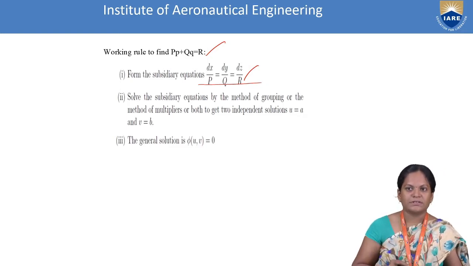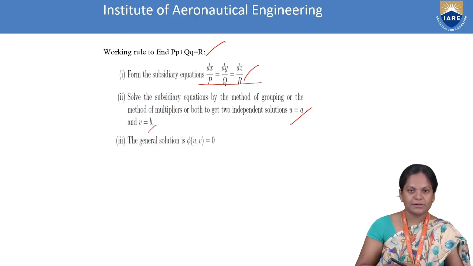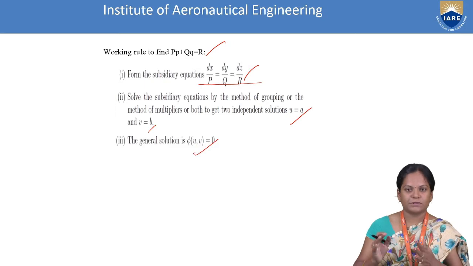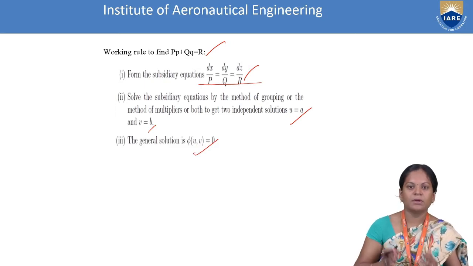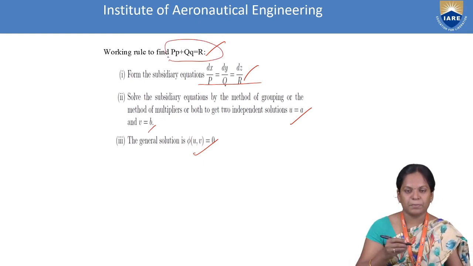Solve the subsidiary equations by the method of grouping or the method of multipliers. In this session, we will use the method of grouping using 2 equations, either 1, 2 or 2, 3 or 1, 3. So the first solution will become u equal to a and the second solution we get v equal to b. So the general solution will become phi of u comma v equal to 0. This is the process to find the solution of the linear partial differential equation of the form Pp plus Qq equal to R. Any equation having Pp plus Qq equal to R, we will follow this procedure.